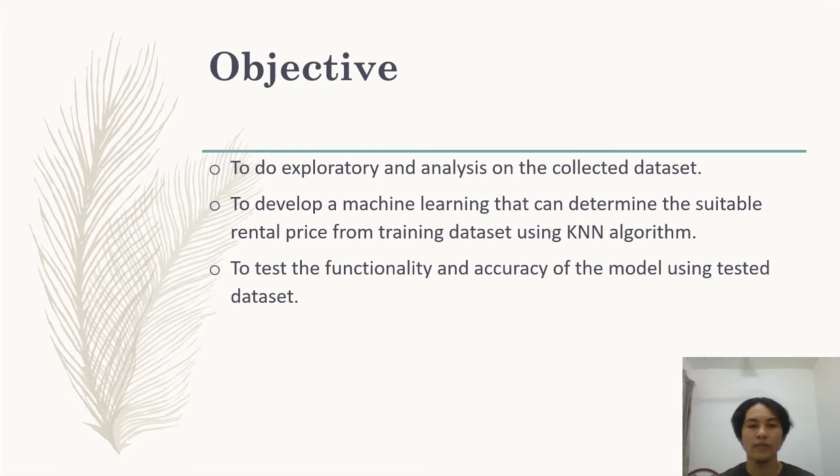Next, for the objectives. Firstly, to do exploratory analysis on the collected dataset. Next, to develop a machine learning model that can determine the suitable rental price from the training dataset using the KNN algorithm. Lastly, to test the functionality and accuracy of the model using the tested dataset.